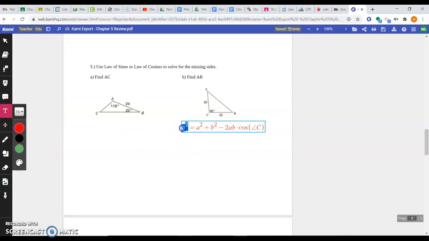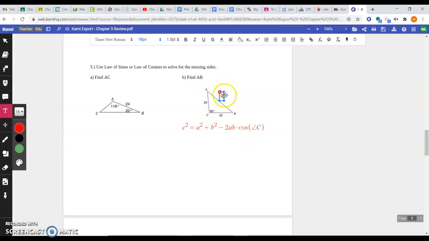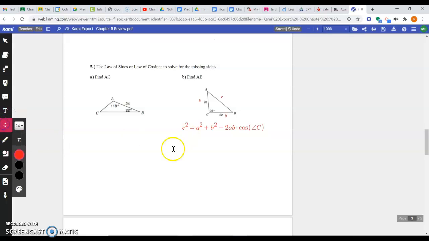Now, for little c, that represents the side length across from your angle. So in the 95, this AB is across from the 95. That makes this right here your little c. And then the other two sides, you get to choose what you want to be A and what you want to be B. In this problem, I'm going to make 20 my A, and I'm going to make 22 my B. Okay? So now that I have my sides labeled, what I can do is start plugging into my equation. C squared stays C squared because side C, that's what we're going to be looking for.